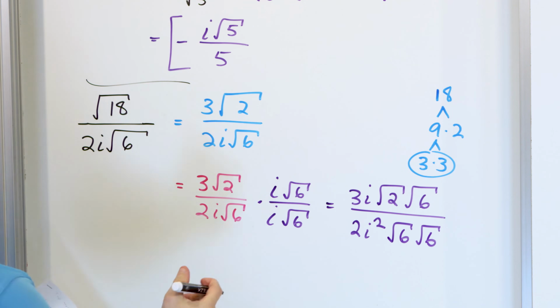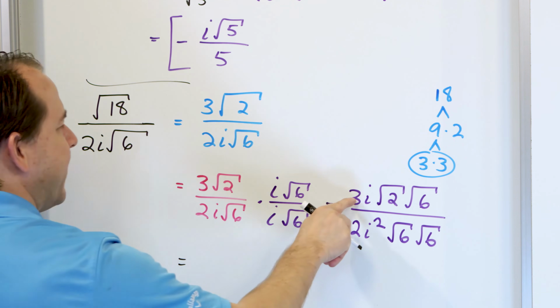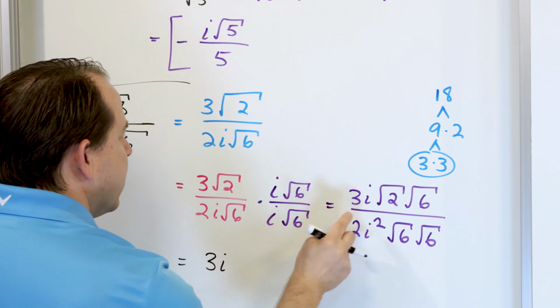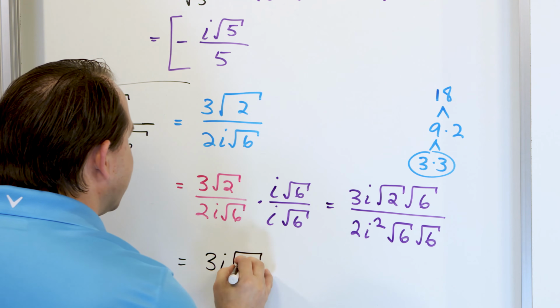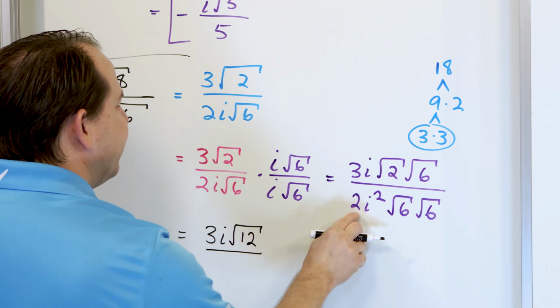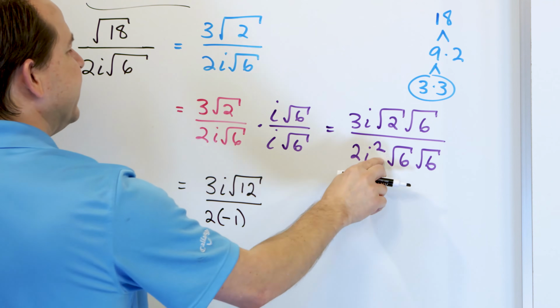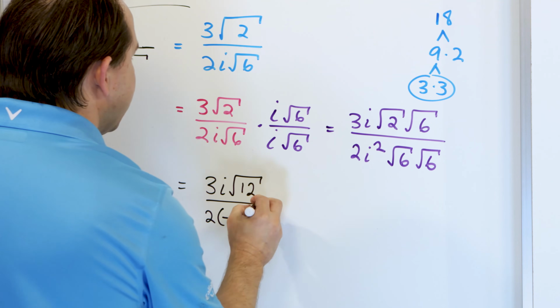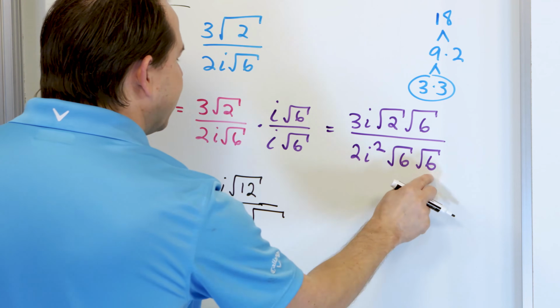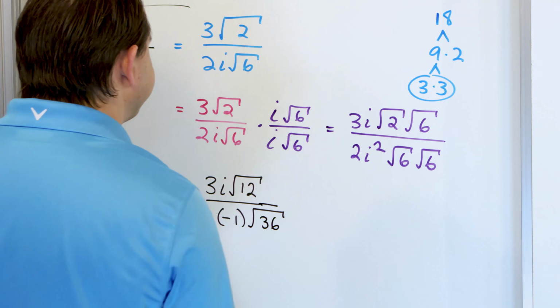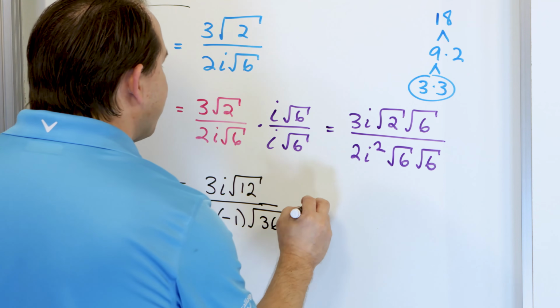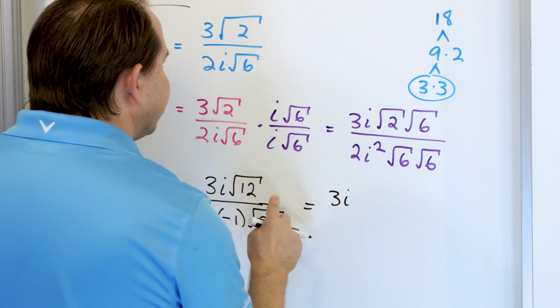So what I'm going to have on the top is 3I, and 2 times 6 is 12, I can bring that under a single radical. 2I squared, you just replace it with negative 1. Anytime you see an I squared, replace it with a negative 1. And then I'll have the square root of 6 times 6 is 36, right? So on the top, what we have is 3I times the square root of 12.